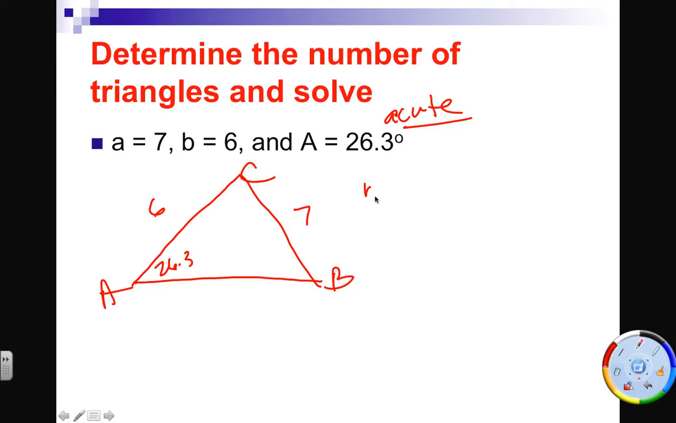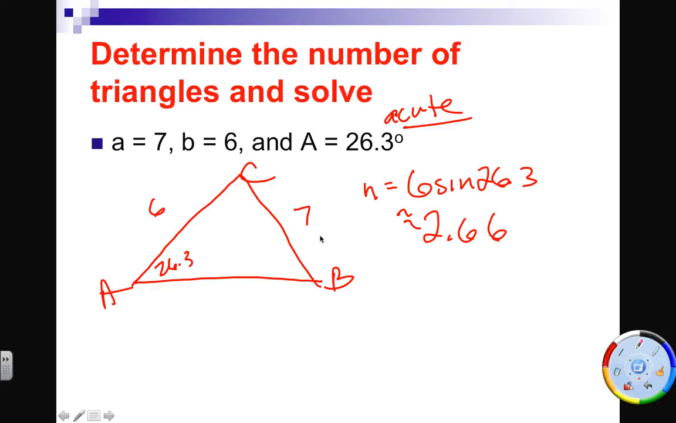So let's find h. h is equal to 6 times the sine of 26.3, which is approximately, I did have it on my calculator, but I got rid of it, 6 sine of 26.3 is 2.66. Now you look at the first one. Is a less than h? Nope. That means that one's gone. Is a equal to h? No, that means that one's gone.